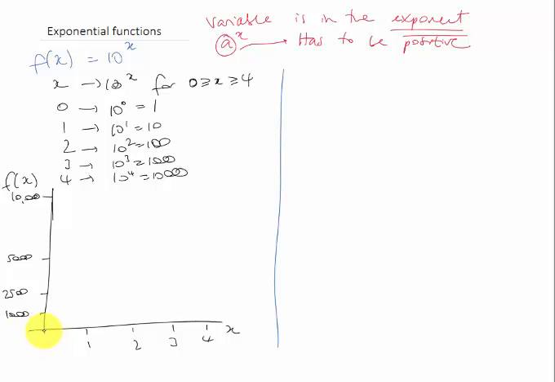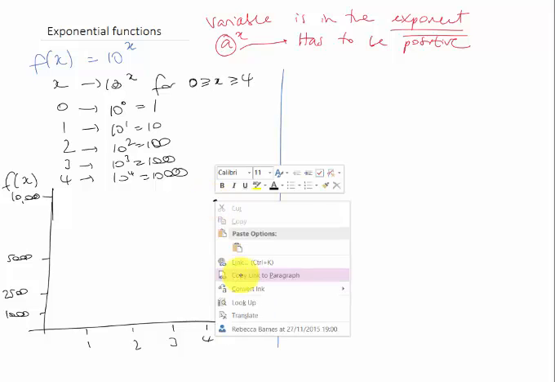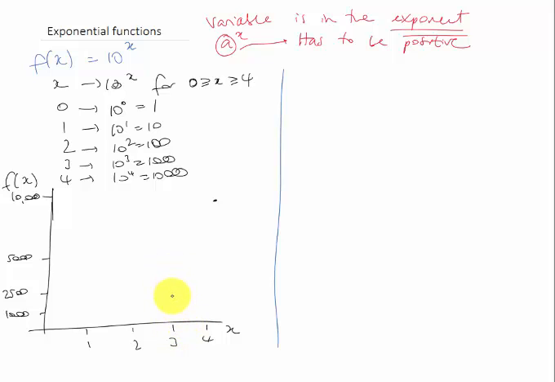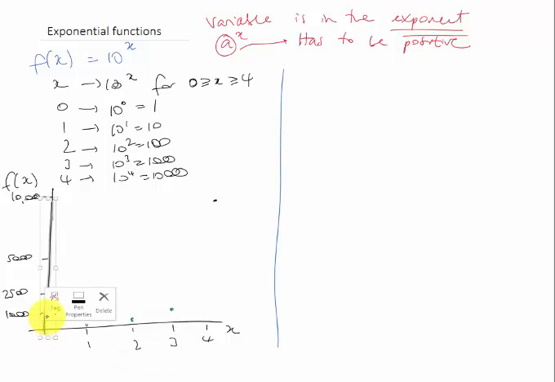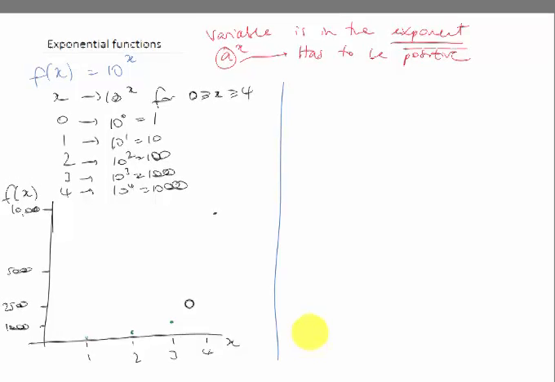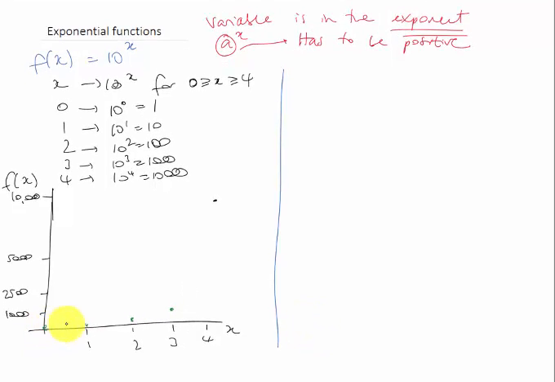So 0 maps to, well, let's start at this end in fact. So 4 maps to 10,000. Do some green. 3 maps to 1,000 all the way down here. 2 maps to 100. Almost 10. I'm sure that's something like that. 10, 1. So 0 is a 1. So it's got a shape like this.